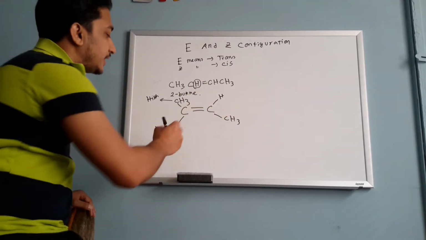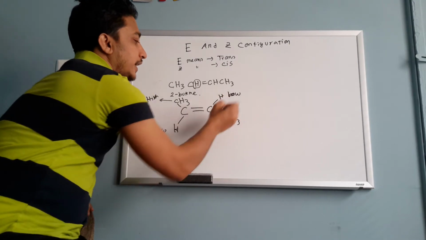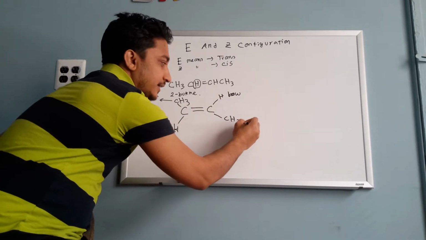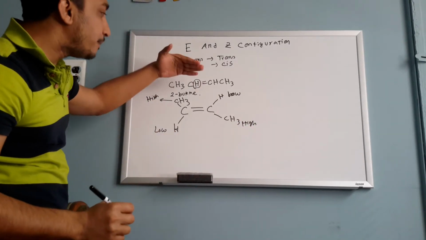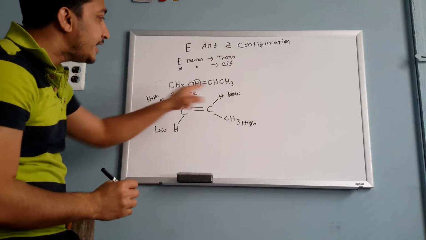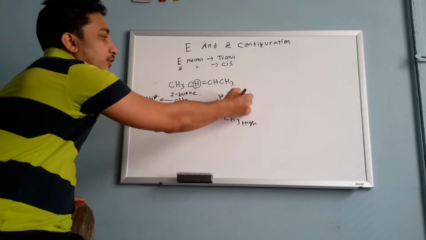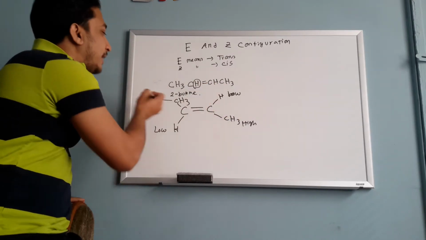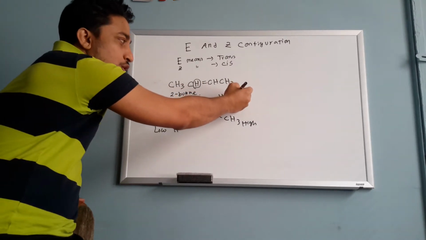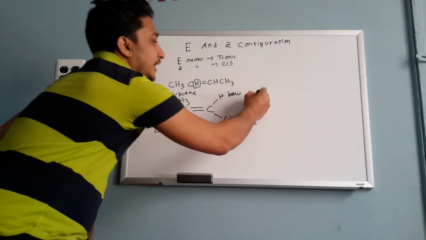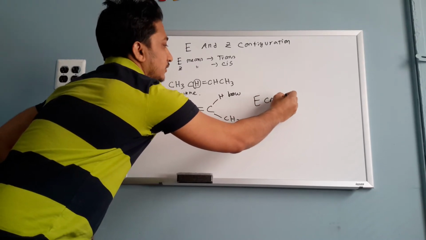Go to the right side. On the right side, hydrogen's atomic number is low and carbon's atomic number is high. Then you compare top to bottom: top is high, low, low, high. If it is the same, for example high here and high on the right side also, that means it's Z. But here the left side is high and the right side is low, so this is E configuration.